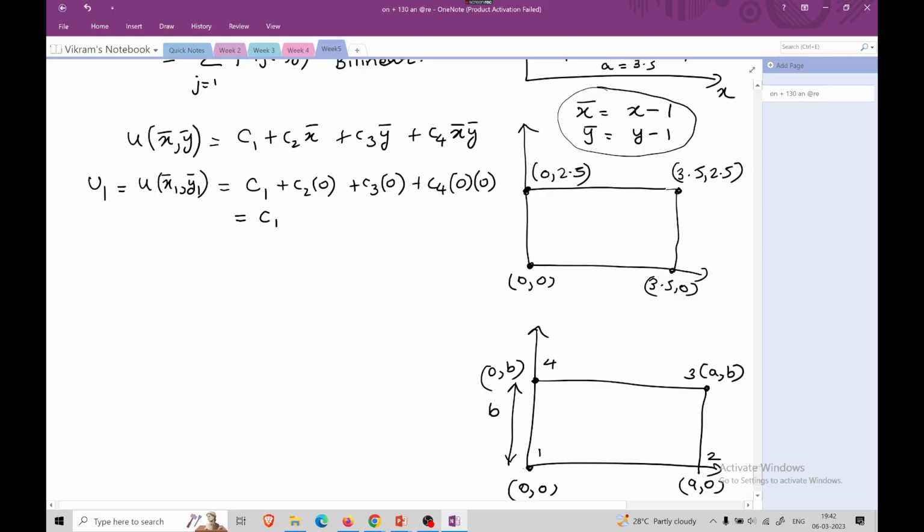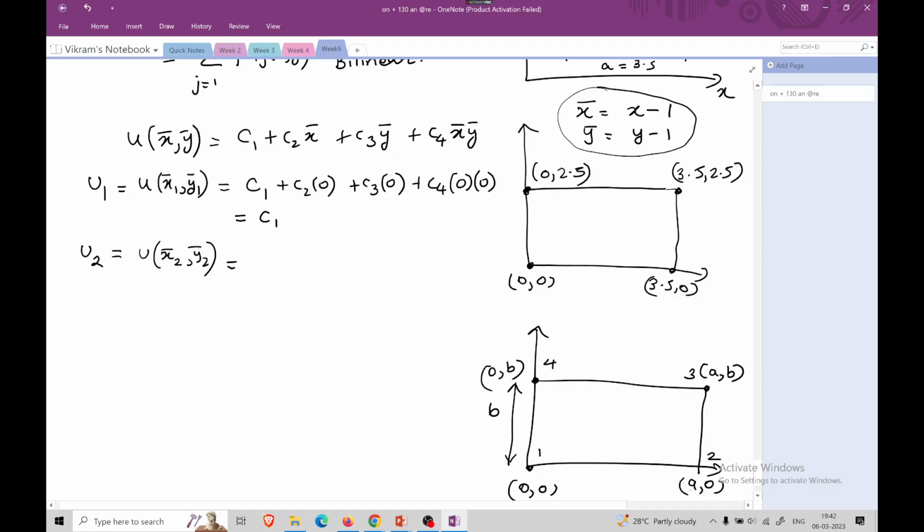Since the choice of the coordinates, I have shifted the origin. Now it makes the calculation much more simple. So that is why I do this. Later when we have developed all the interpolation functions, we can simply substitute x bar and y bar with x minus 1 and y minus 1. So that's the thing. So u2 is equal to u of x2 comma y2.